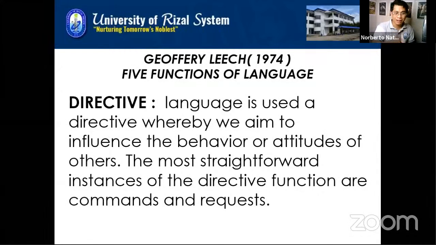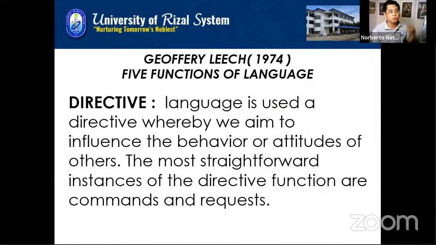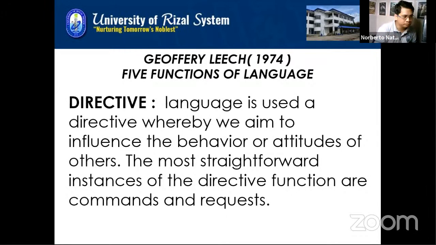Then directive, from the terms of direct, sounds like connective function according to Jakobson. So language is used as a directive whereby we aim to influence the behavior or attitudes of others. The most straightforward instances of the directive function are when you're giving a command and when you're asking a request. Okay, similar to what connective function is. By connective function, you're giving instructions, directions, commands to someone. Okay, it's similar with directive function. So we see the similarity of this function.